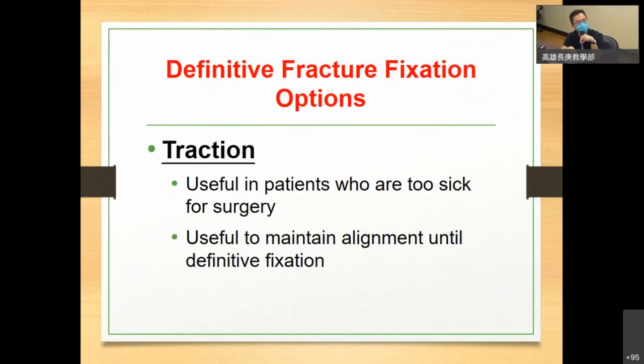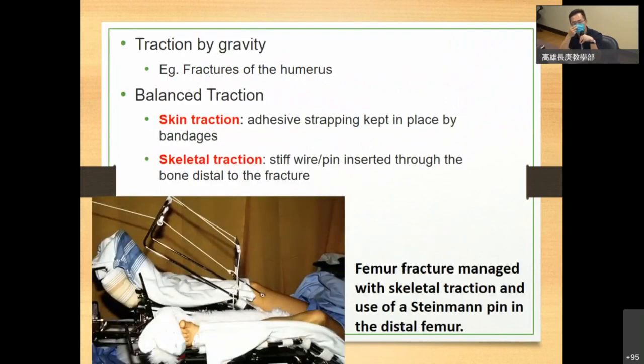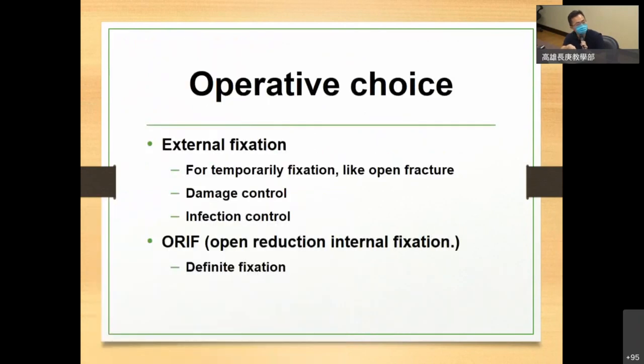So another way is traction. For a patient with a long bone fracture, we can use traction to reduce the bone. Traction has two types. One is skin traction, where we apply force on the skin to pull the bone. And another is skeletal traction, where we can use more power to reduce the fracture and maintain it. Okay, so the next is the operation choice.